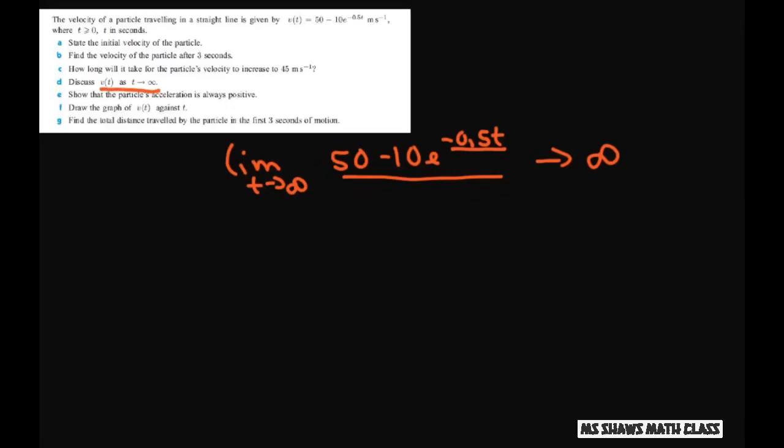So you can plug in some numbers here. We already know when we plugged in 0, we got, what did we get? When we plugged in 0, we got 40. And when we plugged in 3, we got 47.8. And we have to start where t is 0 or bigger. So there's that.